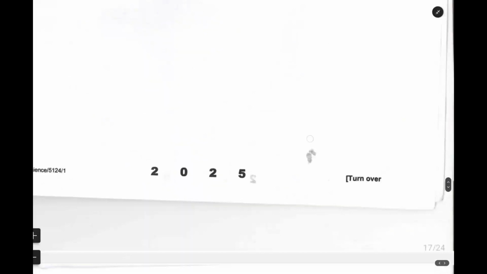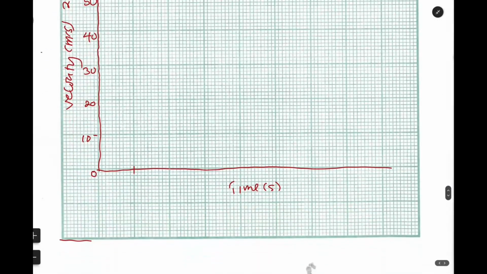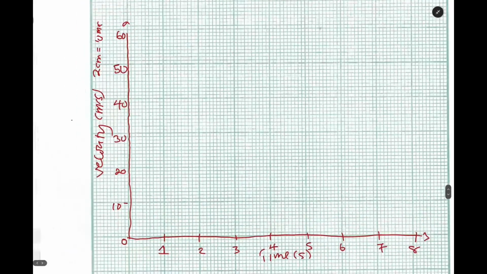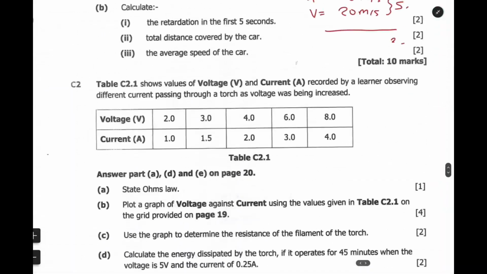seconds. So I'm going to use 1, 2, 3, 4, 5, 6, 7, 8. So time I'll move in ones. 1, 2, 3, 4, 5, 6, 7, 8. That is in seconds. So we are saying it all started from, if we are to go back to the question, look at this.